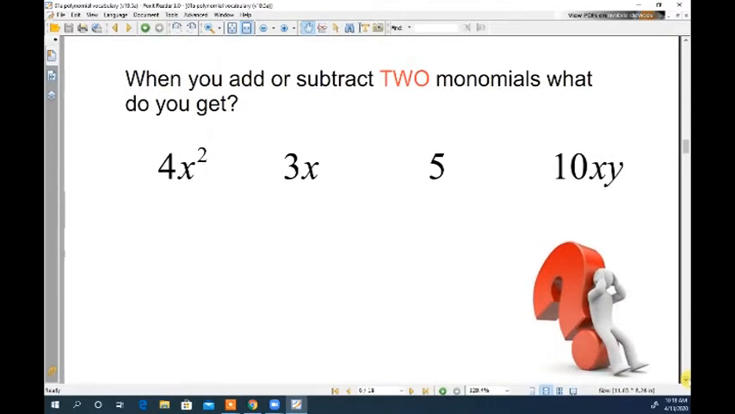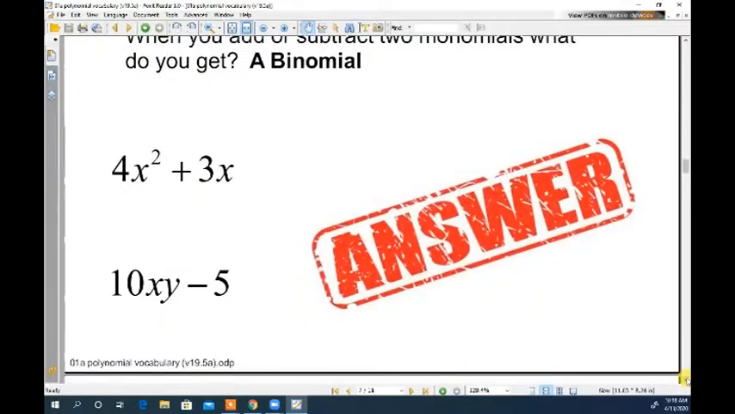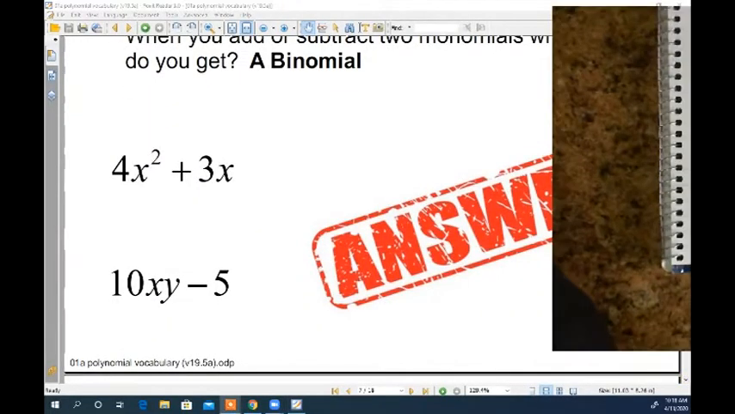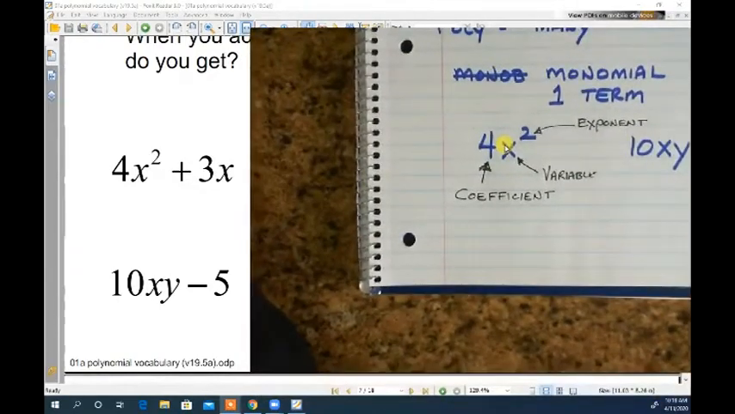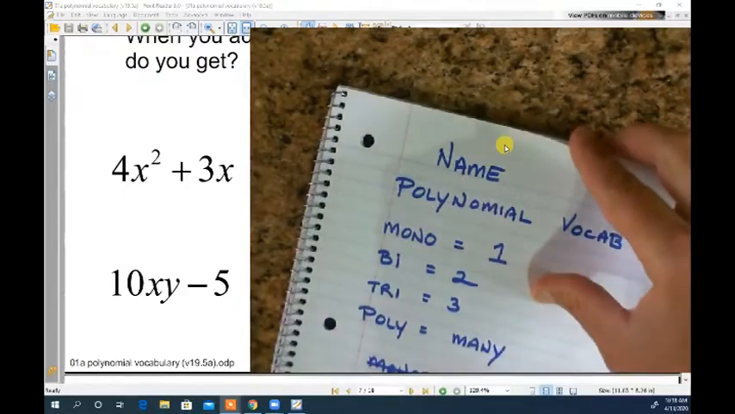When I take two monomials and I add them or subtract them, I get a binomial. So if I took any of these two guys and added them or subtracted them, I would get a binomial. So here are some binomials. So in your notes, a binomial has two terms.